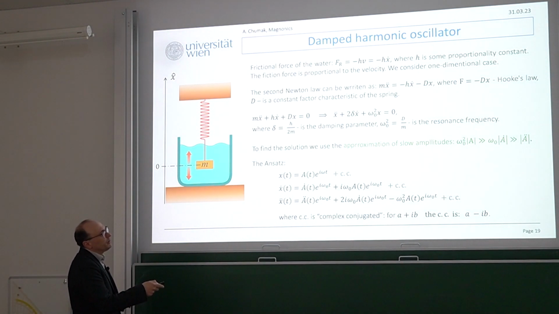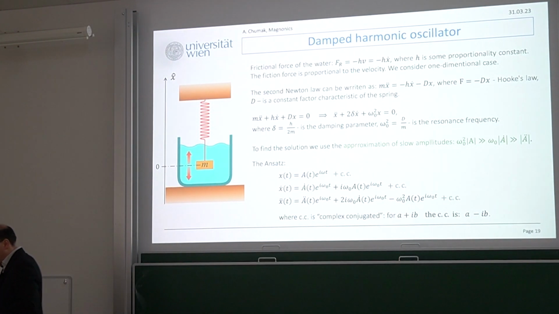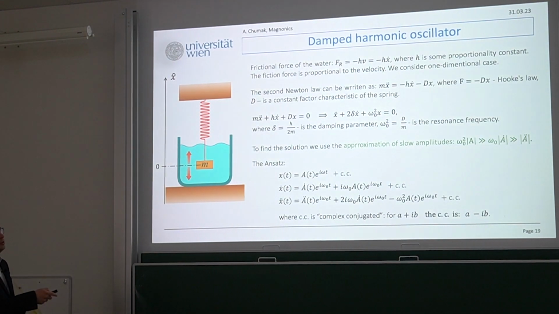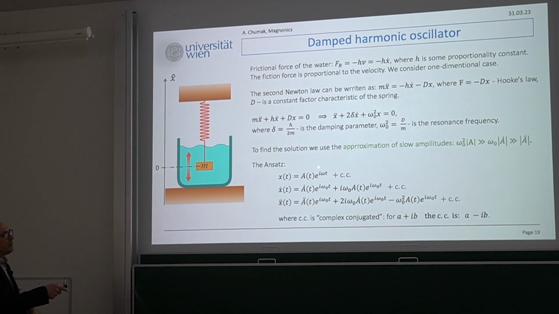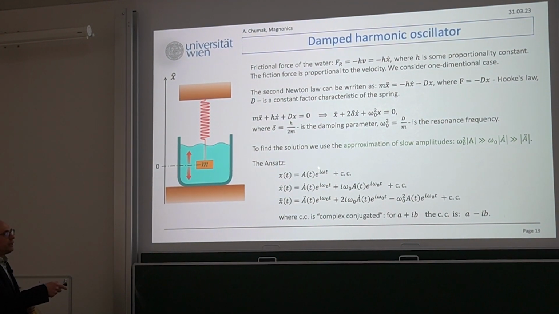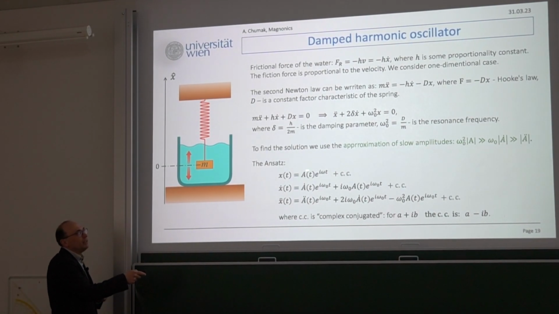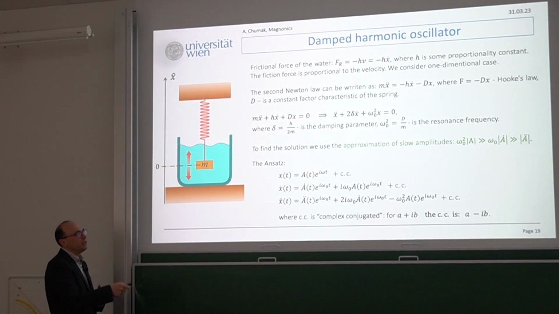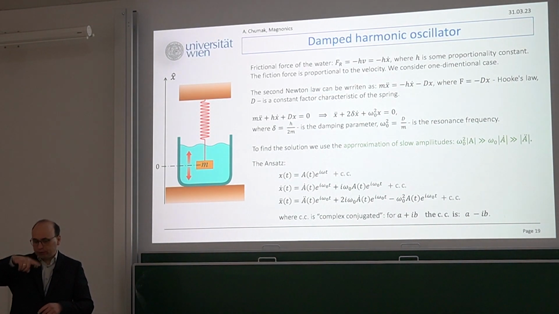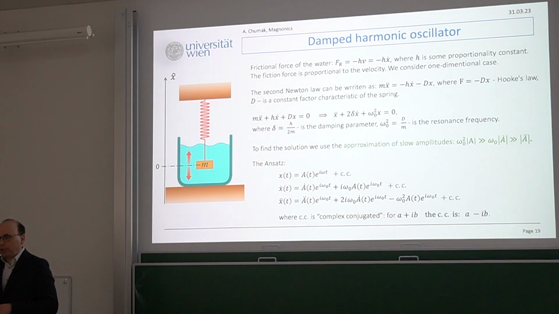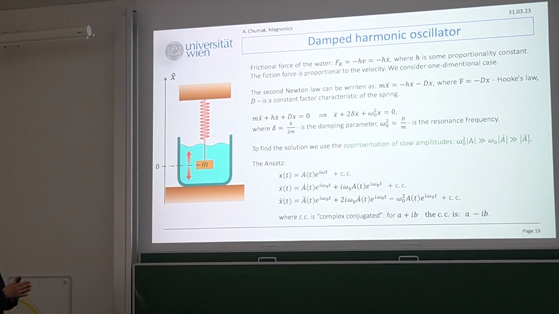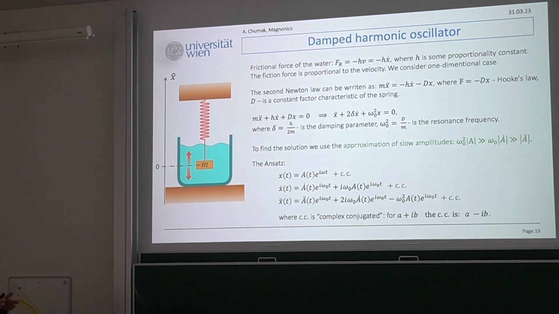For this, the approach of slow amplitudes is used. Strictly speaking, if you want to find an analytical solution, you need to use the slow amplitudes. It means the following: the amplitude of your oscillations is not constant, it depends on time. But you assume that this dependence on time, A of t, is much slower compared to the oscillations themselves, e to the i omega t. These oscillations are fast, but the variation of amplitude is slower. Only in this case can you use this approach and get the solution.